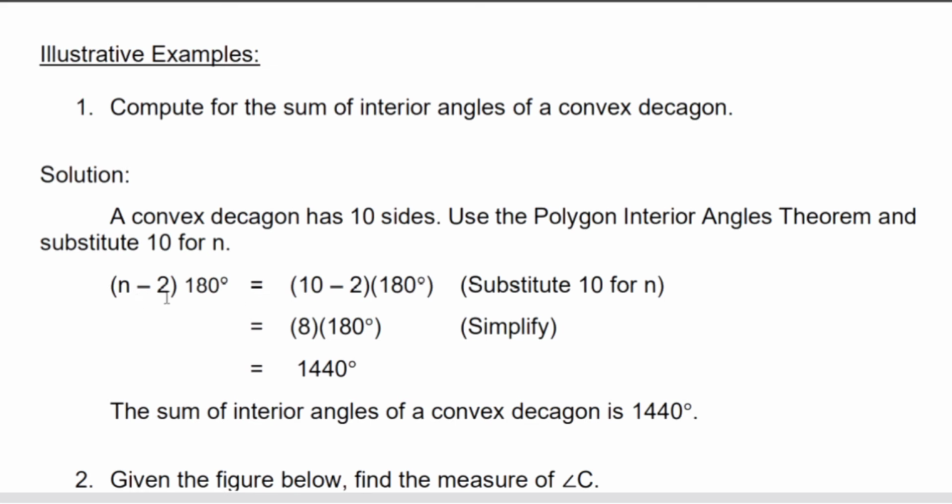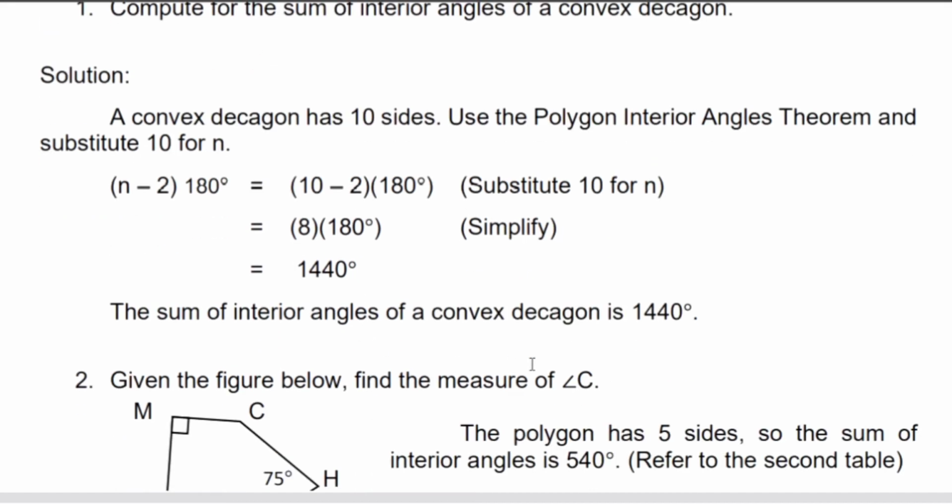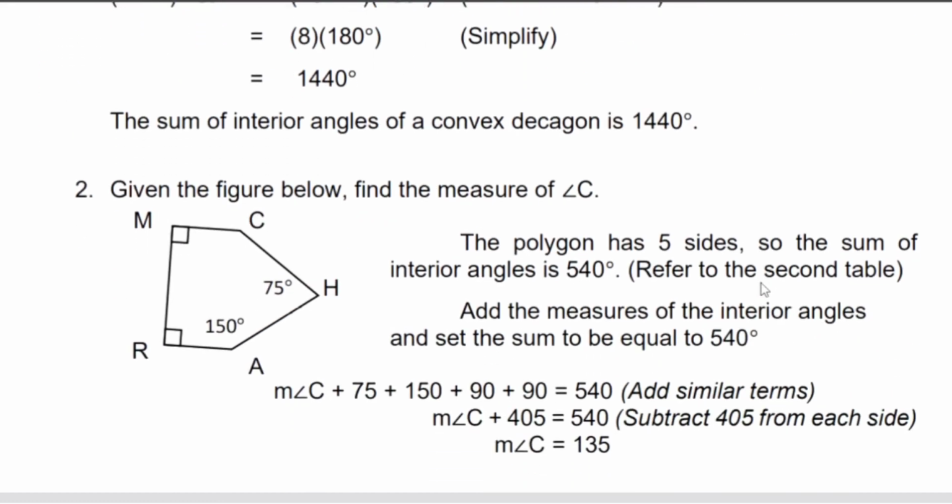N is the number of sides. So substitute 10 for n. N minus 2 is 8. And then we have to simplify. 8 times 180 degrees is equal to 1,440 degrees. So that is the sum of interior angles of a convex decagon.